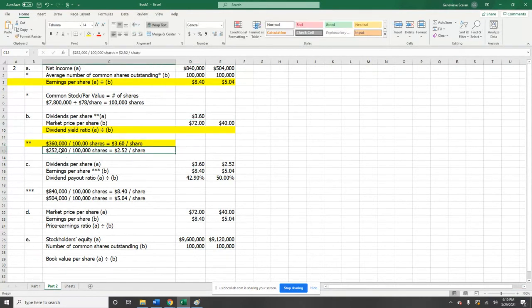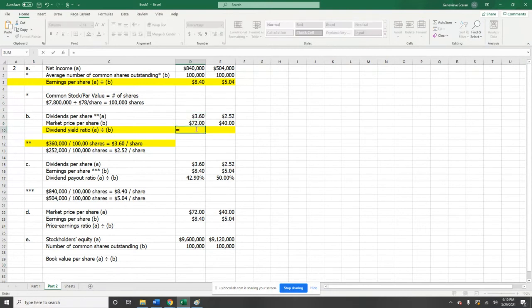And the previous year, our dividends paid out were 252,000. So that's $2.52 per share. So there's our dividends per share. Everybody who owned stock got this much for each share. To calculate our dividend yield ratio, we just take the dividends we paid per share divided by our price per share. Easy peasy. So this is equal to this divided by price per share. There you go, 5% dividend yield ratio.